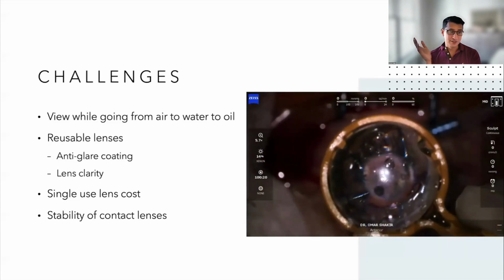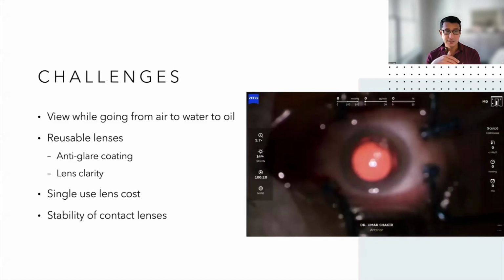There are other issues too. There's glare issues, and when you reprocess lenses, you lose an anti-glare coating. The clarity of that lens, I just showed you how to clean it. We change our view constantly. You saw air versus fluid, but sometimes we are under silicone oil. That can add a lot of challenge to viewing.